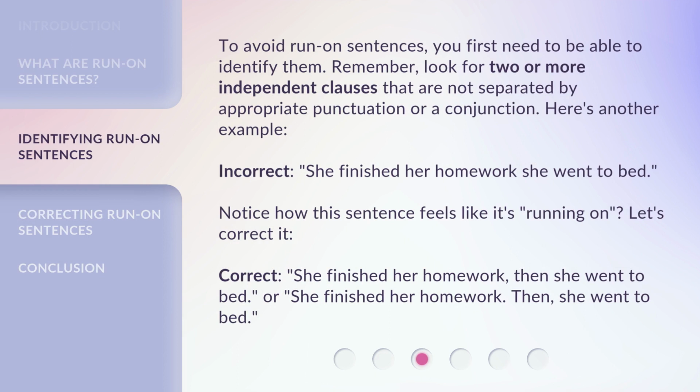To avoid run-on sentences, you first need to be able to identify them. Remember, look for two or more independent clauses that are not separated by appropriate punctuation or a conjunction. Here's another example. Incorrect: She finished her homework she went to bed. Notice how this sentence feels like it's running on. Let's correct it. Correct: She finished her homework. Then she went to bed. Or, she finished her homework, then she went to bed.